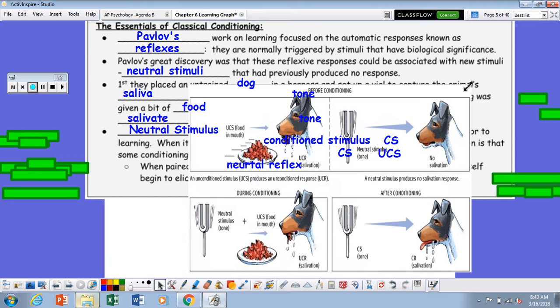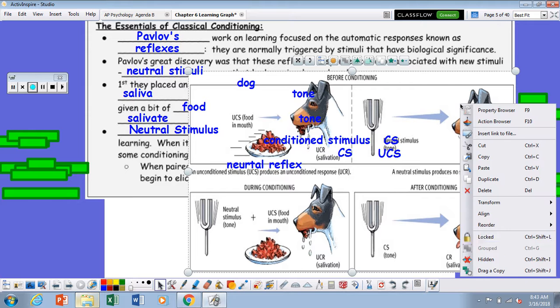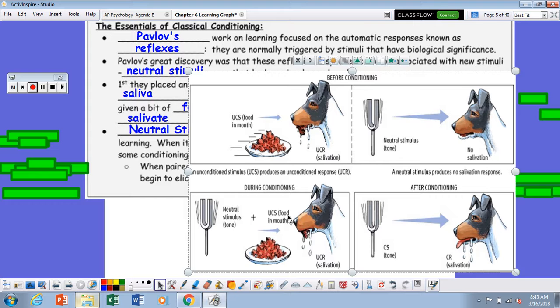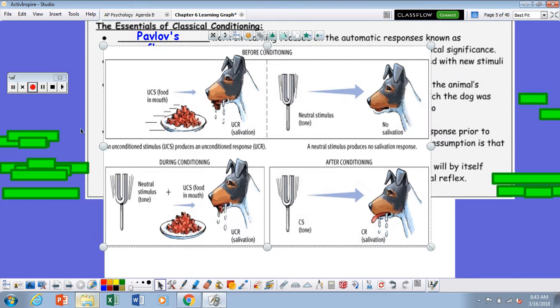So I'm going to pull this up a little bit and maybe pull this to the front so that we can see what's happening here. We have an unconditioned stimulus. This is, for the most part, the food in the mouth. The unconditioned response is the salivating. So if a dog happens to see you carrying a plate of food, that is the unconditioned stimulus. And then the unconditioned response would be for them to start salivating.